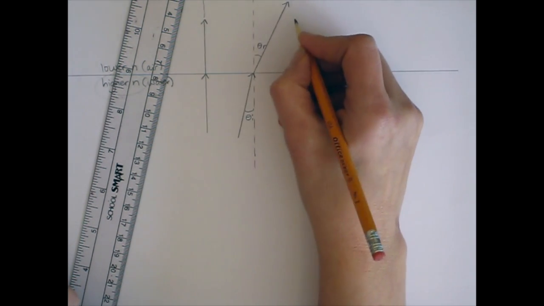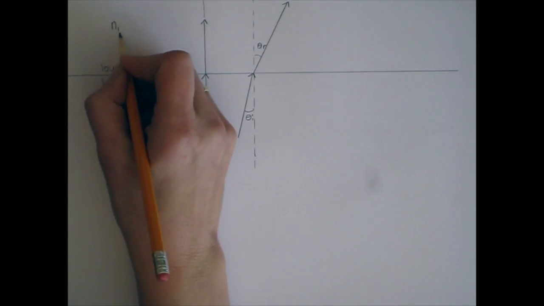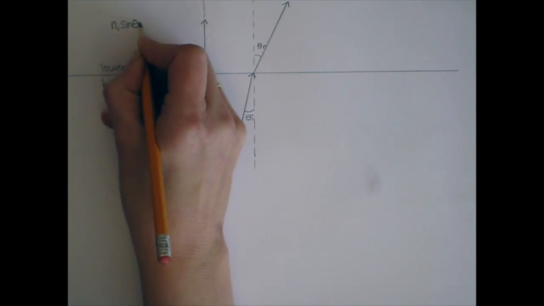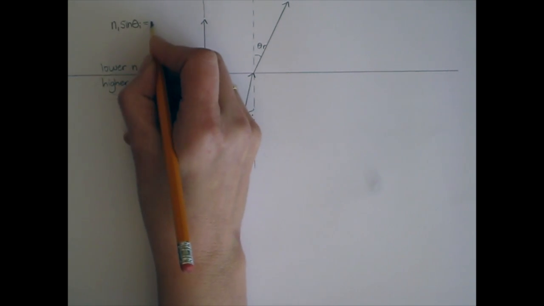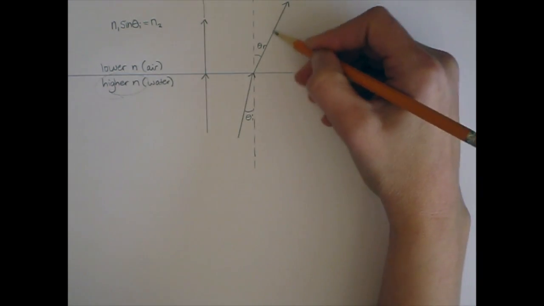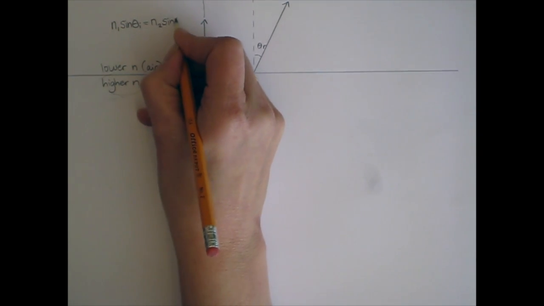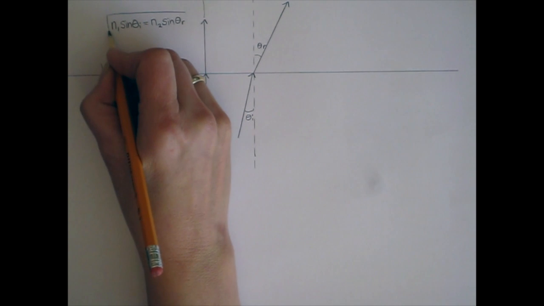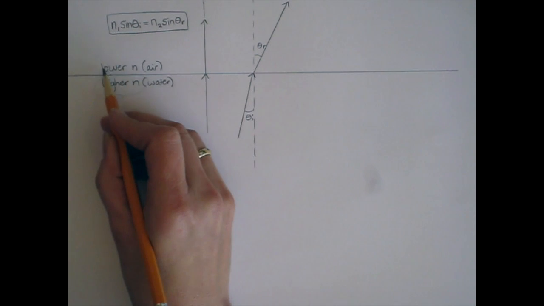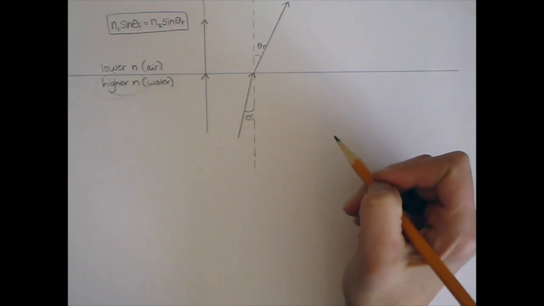Just to review, Snell's law is the index of refraction of the first material that the light is traveling in times the sine of the incident angle equals the index of refraction for the second material that the light's traveling in, which for this example would be air, times the sine of the refracted angle. So that's Snell's law. And if you had values for the indices of refraction of these materials, you could calculate these refracted angles.